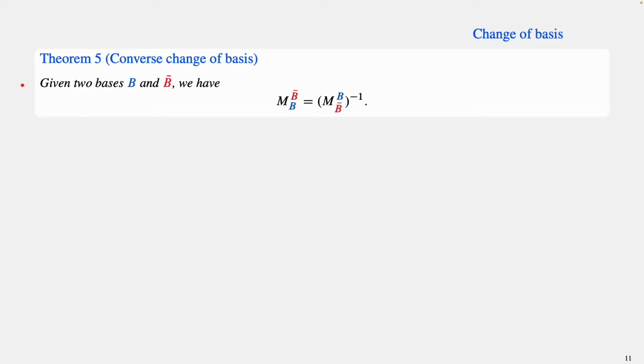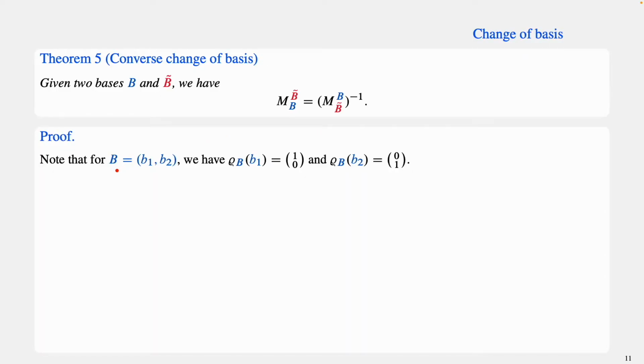Now the converse, I mentioned it before in the example: the change of basis going the other direction is just given by the inverse matrix. So if we have two bases B and B tilde, then the change of basis matrix M B tilde B, so taking the representation in the basis B tilde and giving you the representation in the basis B, is just the inverse matrix of M B B tilde, so the inverse of the matrix that does the change of basis in the other direction.